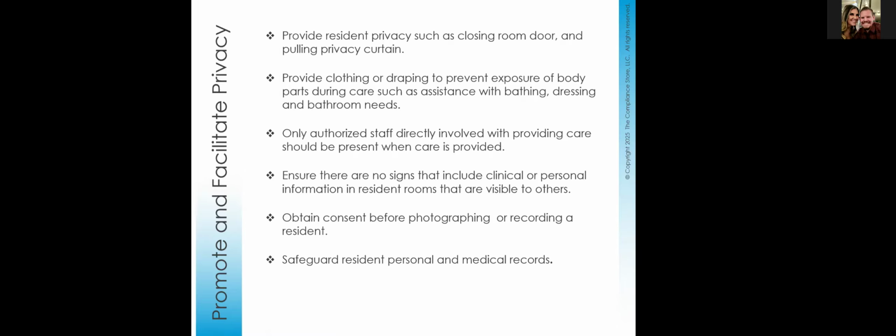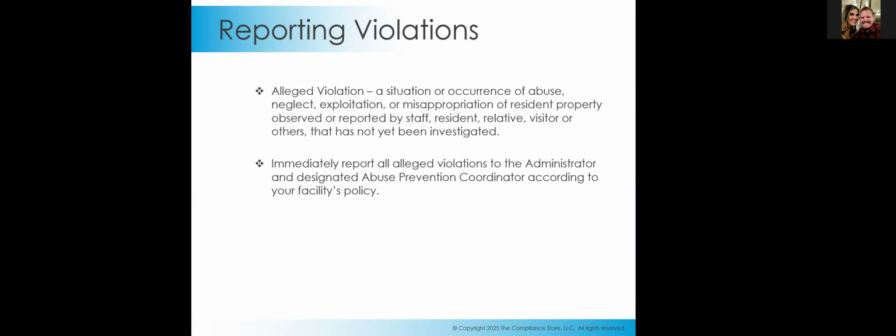We're going to obtain consent before photographing and recording a resident and safeguard resident personal and medical records. So, obtaining consent for photographs: we do photograph the resident's wounds so we can do staging and things like that. So consent will be obtained, but we do take pictures in that manner.